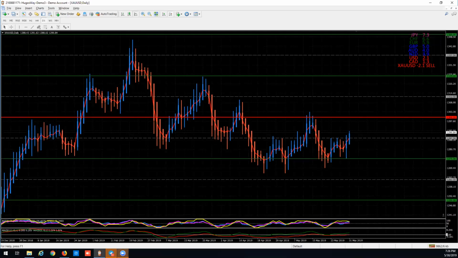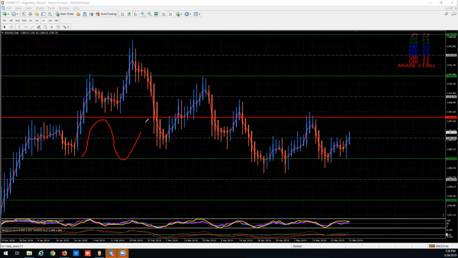Ranging means up and down. Deka, ranging just means consolidating. Ranging is another synonym for consolidation. It ranges. It goes up and down between a range of 250 pips. See?